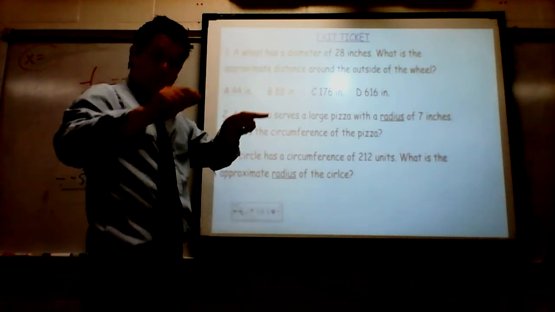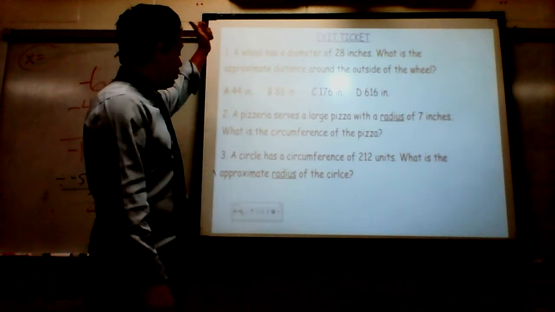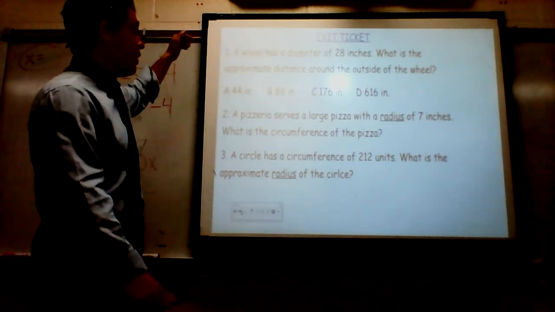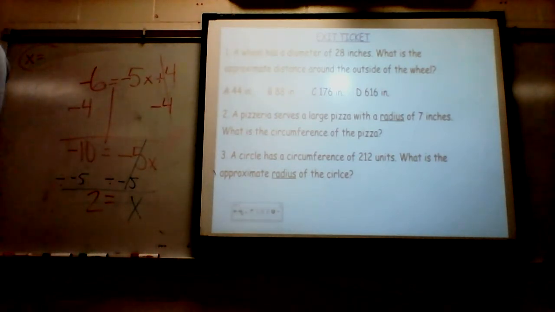On your Smartboard sheet, please complete the exit ticket. There are 3 problems. Question 1 is multiple choice. Question 2 and 3 are not. A quick hint on question 3. Make sure you see what it's asking you for. It says, what is the approximate radius? So use the formula and plug in what you know.